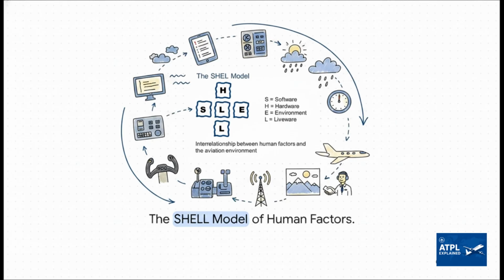You're constantly interacting with the software, think written manuals and standard operating procedures. A mismatch here might look like misinterpreting a complex checklist. Then you interact with the hardware, the literal physical switches and controls of the airplane. You interact with the environment, battling weather, turbulence, and cabin pressure. And finally, you interact with other liveware, like your co-pilot, the cabin crew, or air traffic control. When there's a mismatch or a breakdown in communication at any of these exact interfaces, an error inevitably happens.